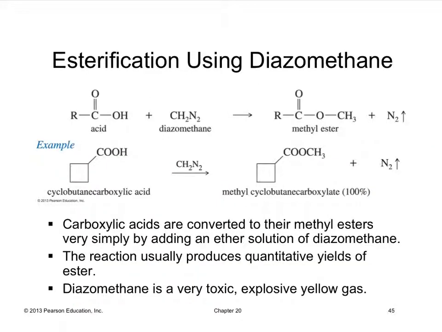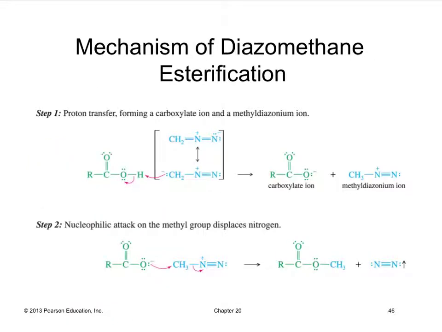Next thing is esterification using diazomethane. So you can take a carboxylic acid and add diazomethane. This will generate the methyl ester and nitrogen as a gas. This usually produces quantitative yields of the ester, and diazomethane is a very toxic, explosive yellow gas, so you have to be careful when you're doing this reaction.